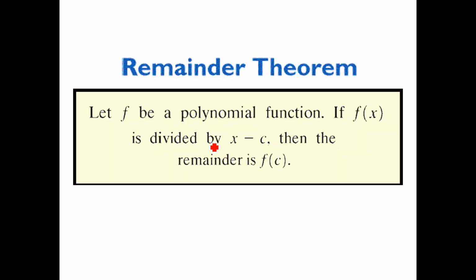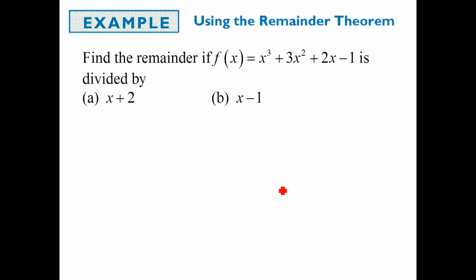Alright, so we can use that to go back to what we learned about synthetic division to say if you have a polynomial f, alright, if you divide it by x minus c, then the remainder is f of c. Alright, so if there's a remainder, that's the value if you plug in c. So let's figure this out here.